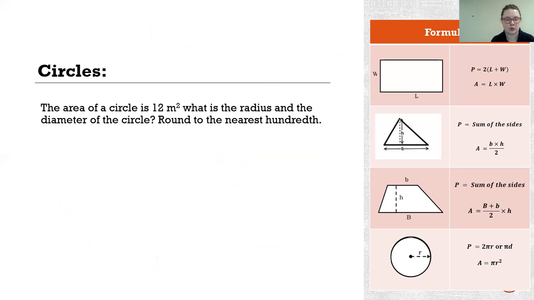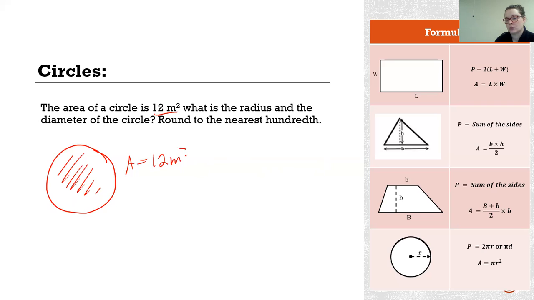Now let's look at our next question. We got just a couple more questions and then we're finished. The area of a circle is 12 meters squared. What's the radius and the diameter of the circle round to the nearest hundredth? So in this case, we have a circle. We know that the filled in area is 12 meters squared. We want to know what is the diameter and what is the radius.